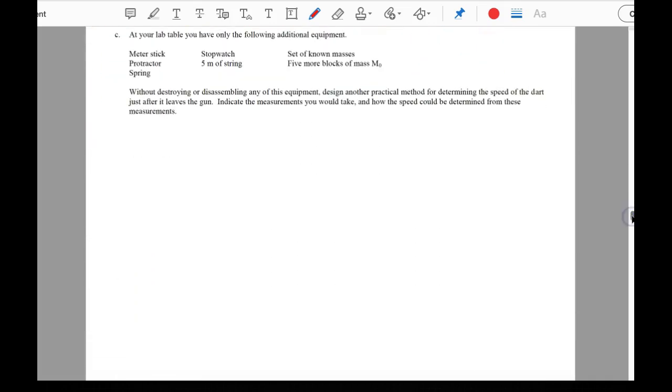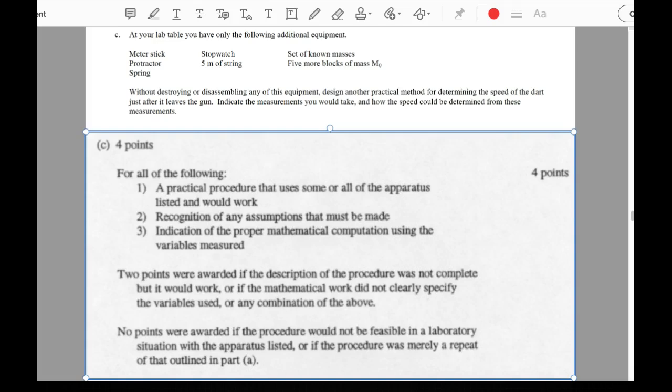Anyway, next thing. They say at your lab table, you have all of this equipment, and they want you to go through and design a practical method for determining the speed of the dart just after it leaves the gun, include the measurements you take and how that speed would be determined from that. So I will tell you probably the best thing to do is just go ahead and paste the answer in here. So that's essentially what I'm going to do.